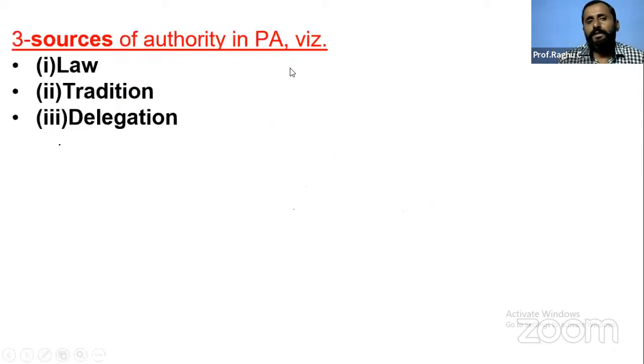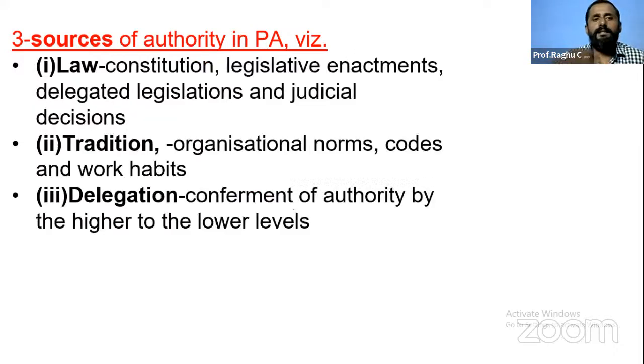There are three sources of authority in public administration. One is law, another is tradition, and another is delegated legislation. So here in this regard, law, constitution, legislative enactment, delegated legislations, judicial decisions, these are the sources of authority in public administration. Also, there are some organization norms, code of conduct, and work habits, traditions.